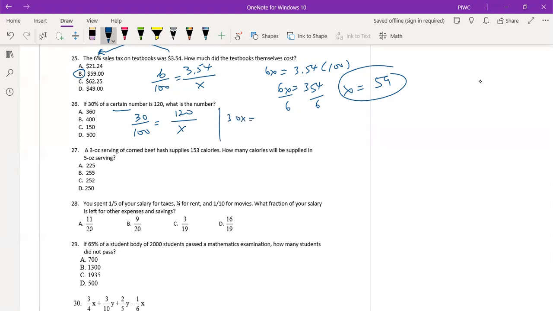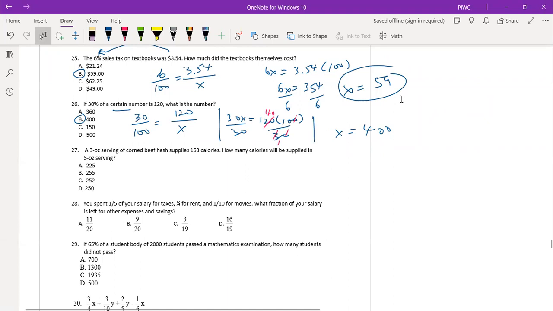30X is equal to 120 times 100, divided by 30, divided by 30. So our X will be equal to, you can cross zeros out. 3 here is 1, 3 here will be 40. So we have 400. The number is 400.